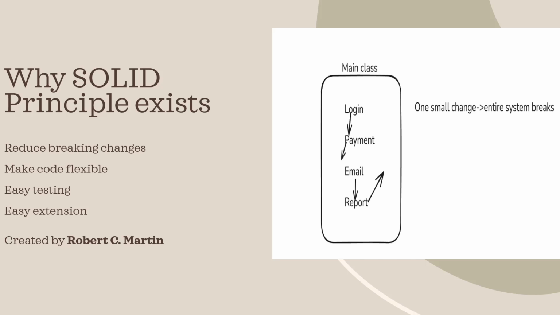Have you ever faced this situation? You change one small thing in your code and suddenly three other features break. You fix one bug and two new bugs appear. This happens not because you are a bad developer, but because the code structure is bad. As projects grow, code becomes hard to understand, hard to test, and hard to modify.